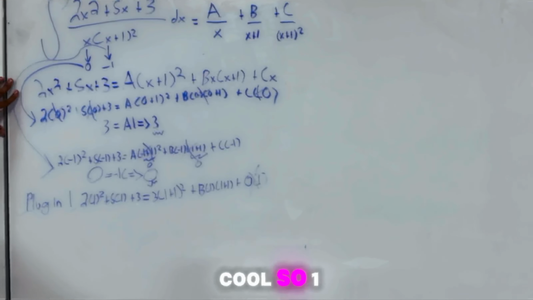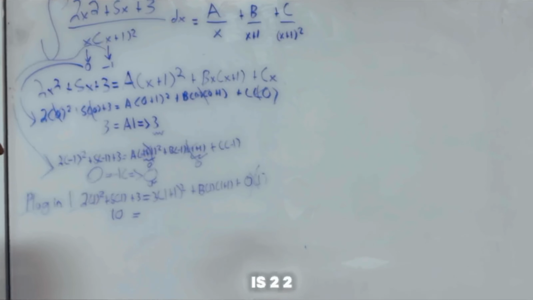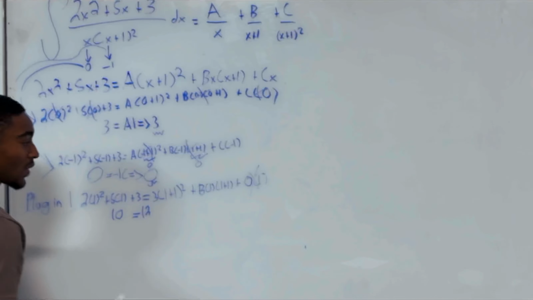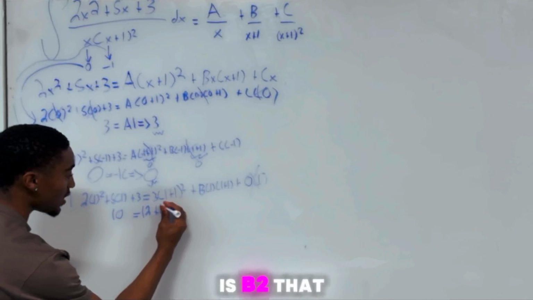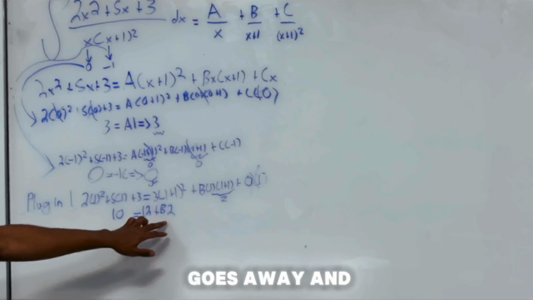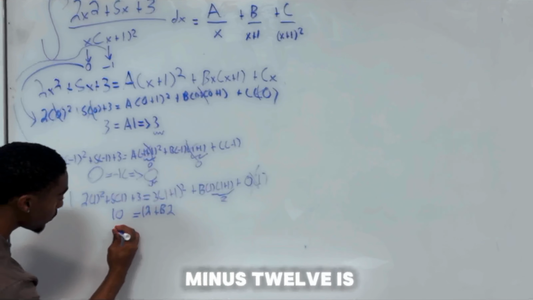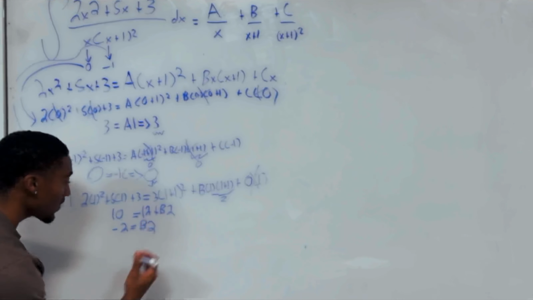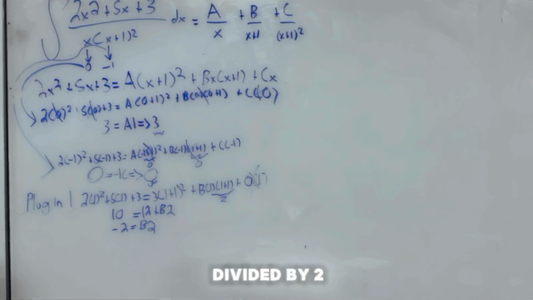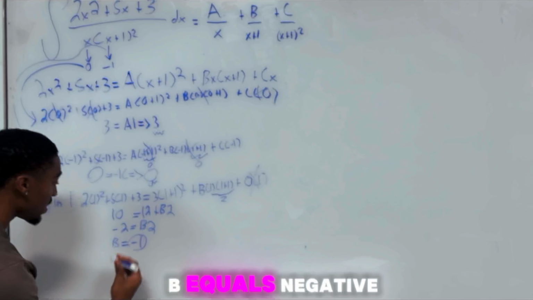Cool. So 1 to the second power is just 1, 2 times 1 is 2, 5 times 1 is 5, plus 3, we get 10. 1 plus 1 is 2, 2 to the second power is 4, 4 times 3 is 12. Plus 1 plus 1 is 2, times b, 2b, that equals 2b. And we don't have to worry about that guy, so he just goes away, and now we just solve for b. So subtract 12 on both sides to get 10 minus 12, which is negative 2, equals 2b. And negative 2 divided by 2 is just negative 1. Cool. b equals negative 1.